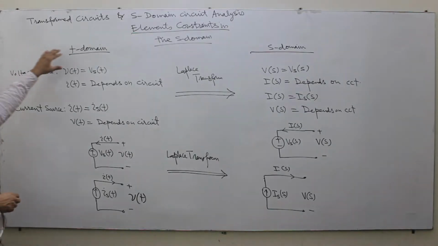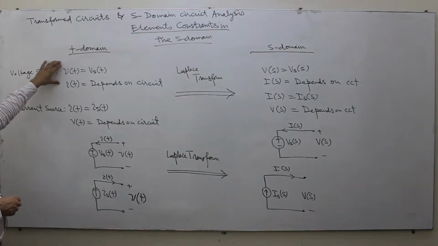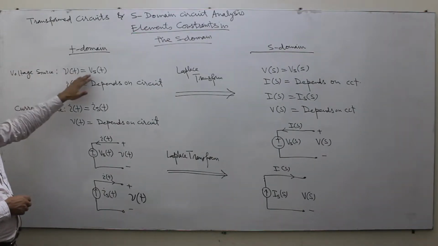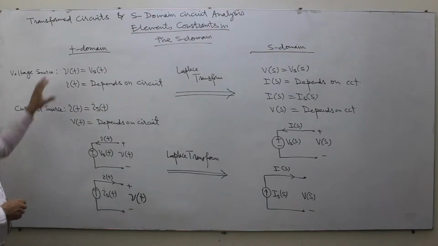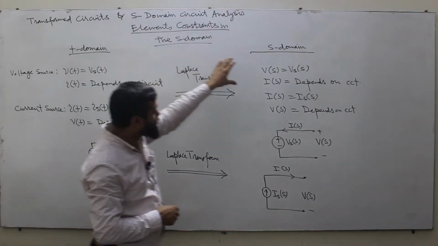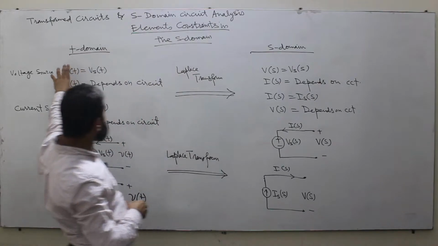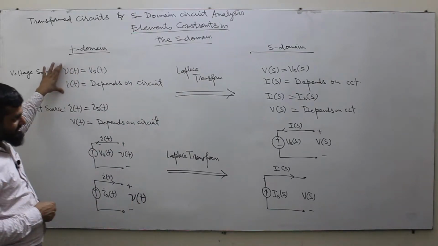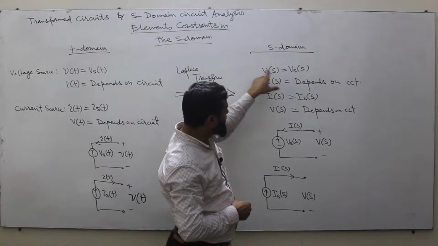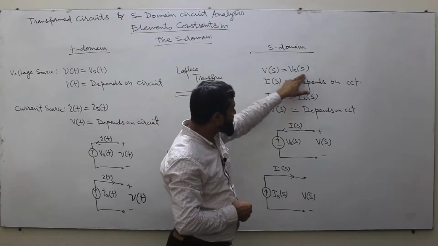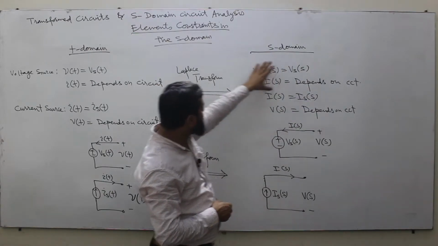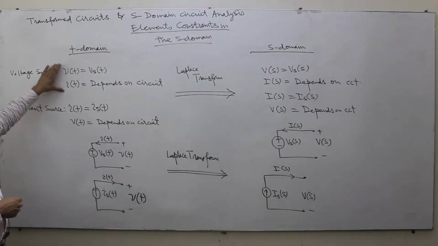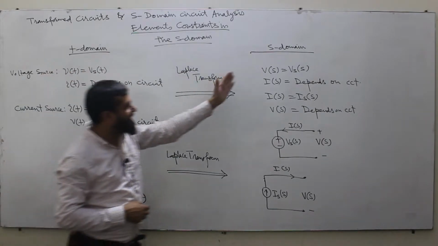In the time domain, if we have a voltage source which is represented as v of t, then the current will be dependent on the circuit. And if we take its Laplace transform in the S-domain, we can represent the source just as Vs of s, and the current will be dependent on the circuit. So you can see that there is quite a lot of similarity between the time domain and the S-domain.